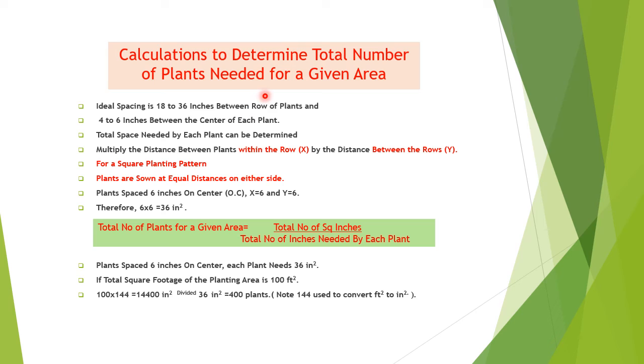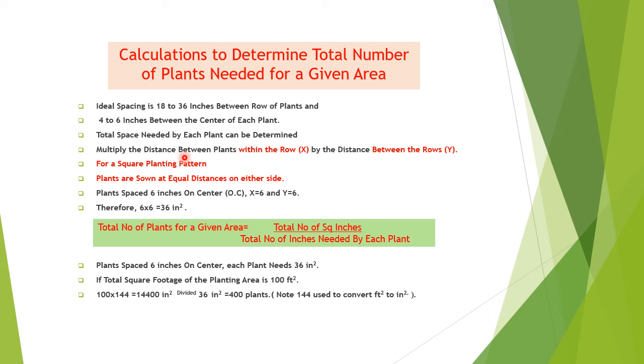Now the question is how we will determine the total number of plants needed for a given area. Suppose you have an area, you will have to understand how many seedlings are required. There is a simple calculation. We know the ideal spacing is 18 to 36 inches between rows of plants and 4 to 6 inches between the center of each plant. That is, between the rows and within the row. So the total space needed by each plant can be determined.